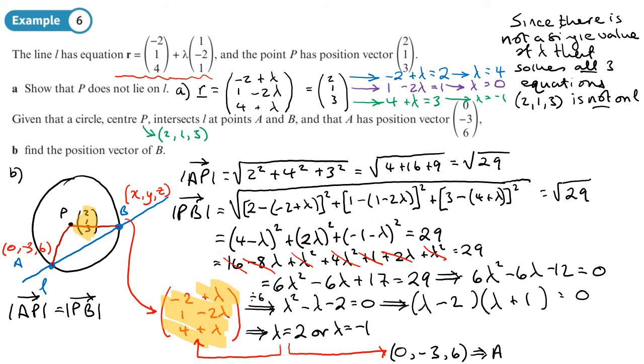So we use the other value of lambda here to get the coordinate of point B. So we put lambda equal to -1. So we'll have -2 minus 1, so that's going to be -3. Then we'll have 1, and that will become +2, so that becomes 3. And then the last point becomes 4 minus 1, so that becomes 3. Okay, so this is what the coordinate of B is.